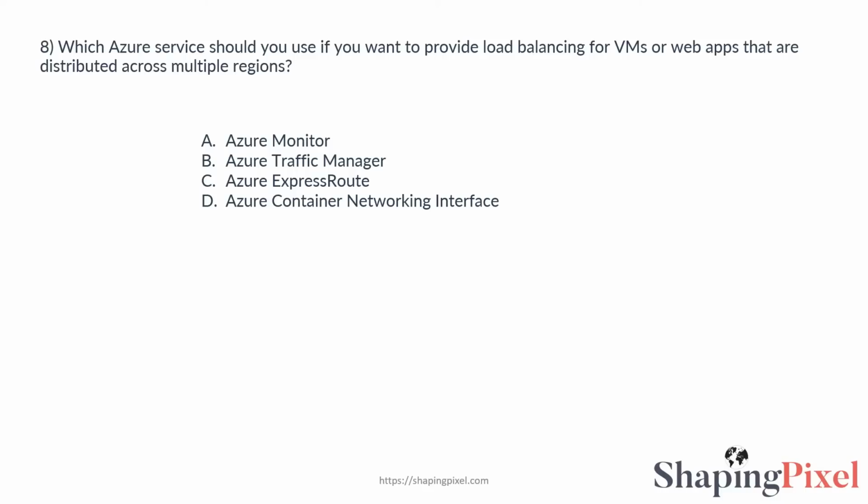Question number 8. Which Azure service should you use if you want to provide load balancing for VMs or web apps that are distributed across multiple regions? And we have the following four options: Azure Monitor, Azure Traffic Manager, Azure ExpressRoute, Azure Container Networking Interface. So the right answer here is option B, Azure Traffic Manager.